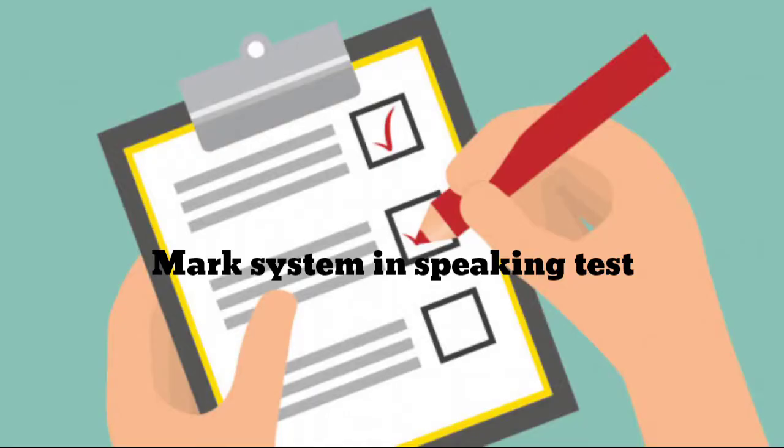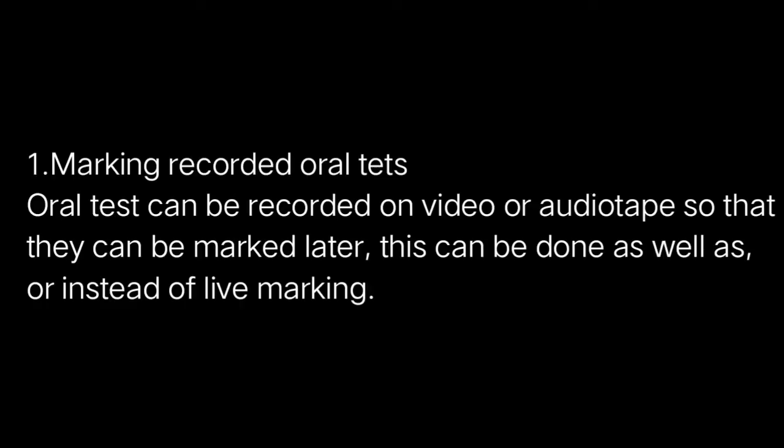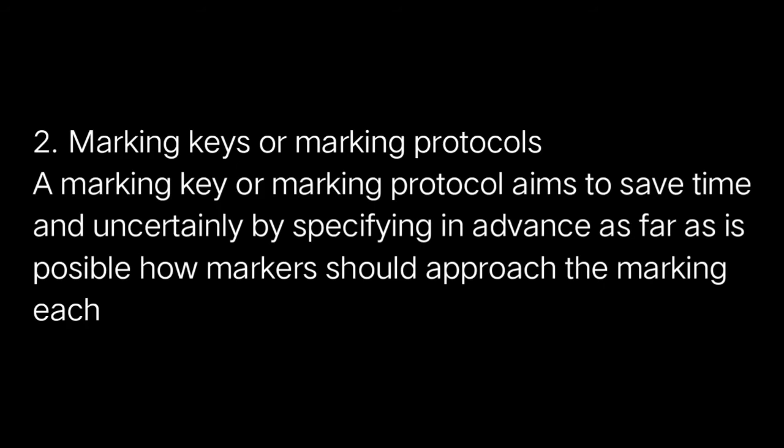Mark system in speaking tests. Underhill 1987 classifies the scoring system into 8 procedures. 1. Marking recorded oral test. Oral tests can be recorded on video or audio tape so that they can be marked later. 2. Marking key or marking protocols. Marking keys or marking protocols aim to save time and uncertainty by specifying in advance, as far as is possible, how the marker should approach marking each question or test.